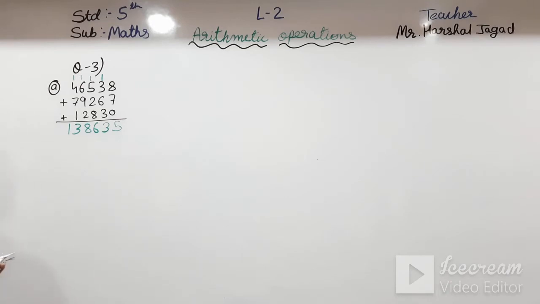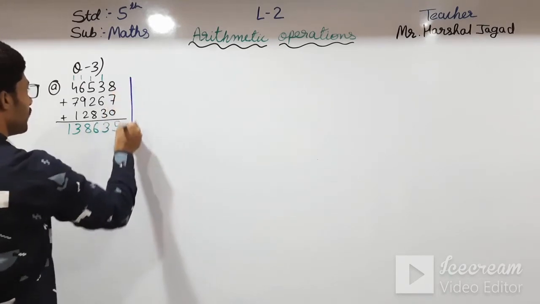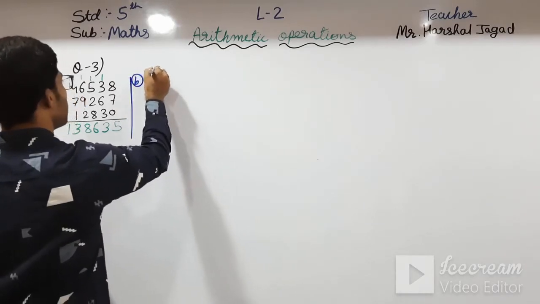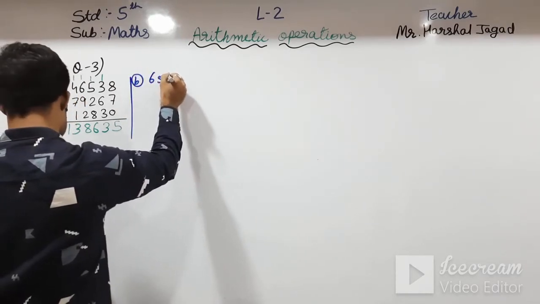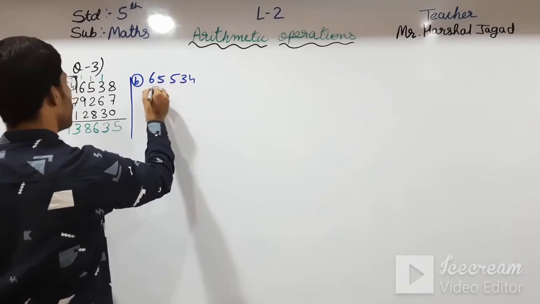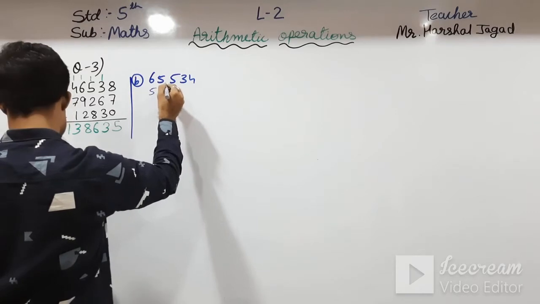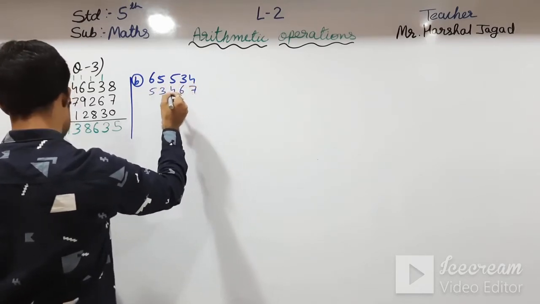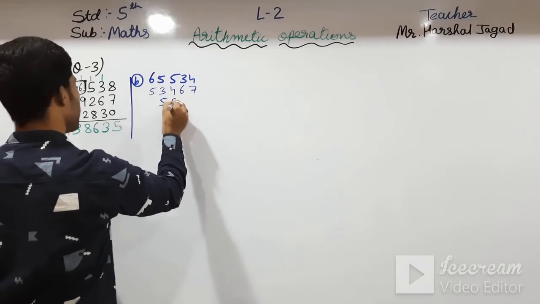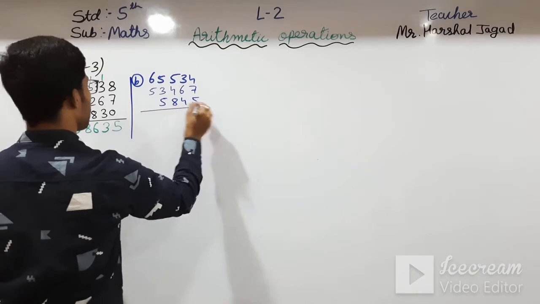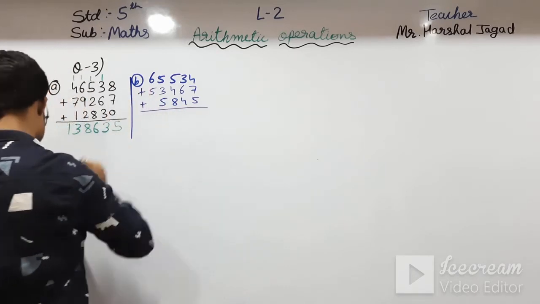Now going to B, that is 6, 5, 5, 3, 4, 5, 3, 4, 6, 7, 5, 8, 4, 5. So we have to add this.